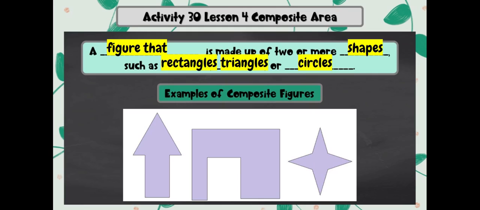You can see in this first one, we could draw a line there, and we would have a triangle and a rectangle, and we know how to find the area of a triangle, and we know how to find the area of a rectangle. In the second figure, there's a couple different ways you could cut this up. You could draw lines there and get three rectangles, or you could split it like this, or you could even split it like this. In the third one, I see a square right there in the middle, and then I see four matching triangles.